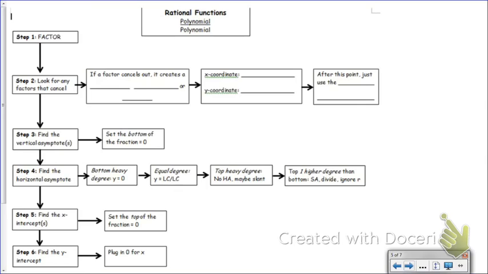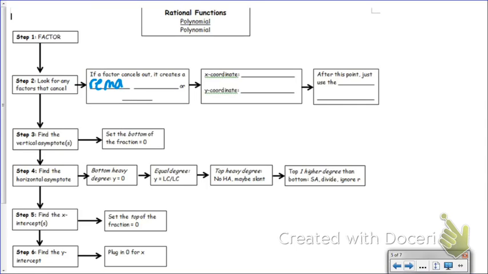So step 1, we factor. Always factor first because, again, you may not know that there's a hole in your graph or anything else along those lines. So we look for any factors that cancel out once we've factored. We have to do this at the very beginning because it could change what you're graphing. So if a factor cancels out, it creates a removable discontinuity or a hole.